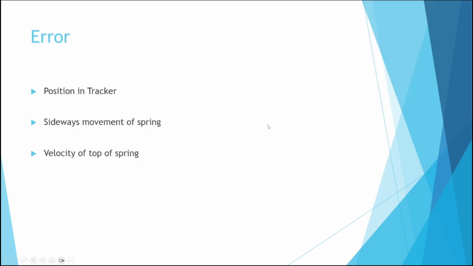The error in this lab includes the possibility that the position in the tracker was not always accurate, since the quality of the video was not super high and it was hard to always accurately measure the bottom of the spring. Additionally, there was some sideways movement of the spring as it fell, which could have shifted some of the velocity it had and caused the bottom of the spring to not be where it would be expected to be.